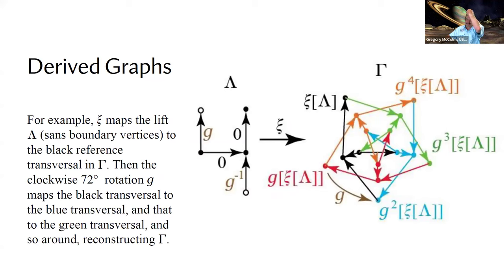Okay, so for instance, C maps this lift. And what you get is all of these different lifts that make up this graph. And each one of these points is going to be this ordered pair of this particular vertex, that's this particular vertex here, comma, G of the group.